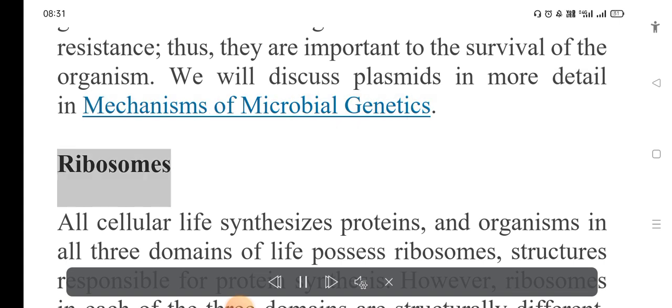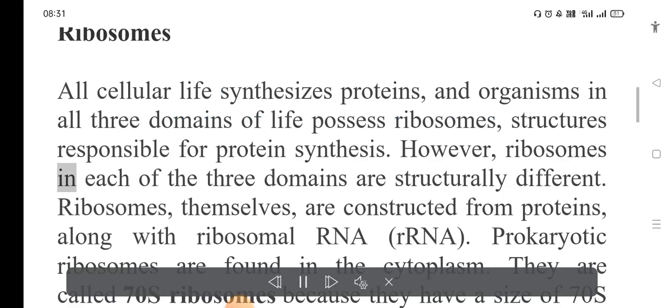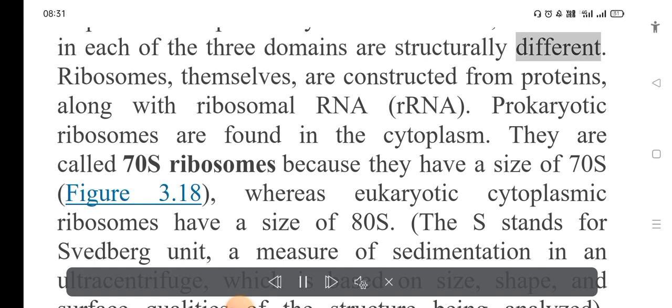Ribosomes. All cellular life synthesizes proteins, and organisms in all three domains of life possess ribosomes, structures responsible for protein synthesis. However, ribosomes in each of the three domains are structurally different. Ribosomes themselves are constructed from proteins, along with ribosomal RNA, or rRNA.